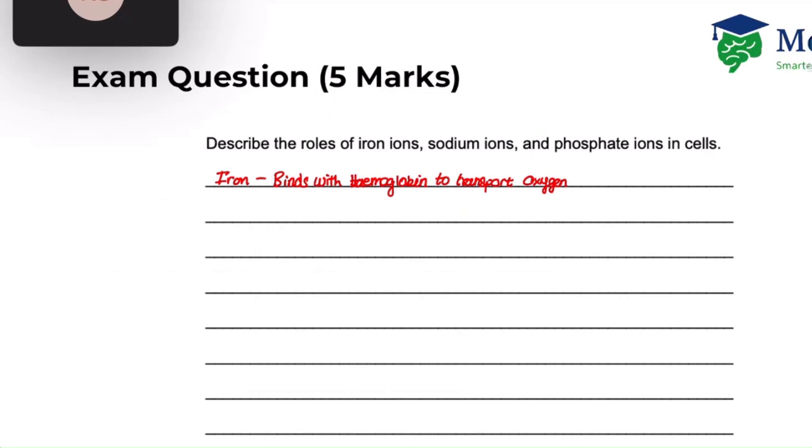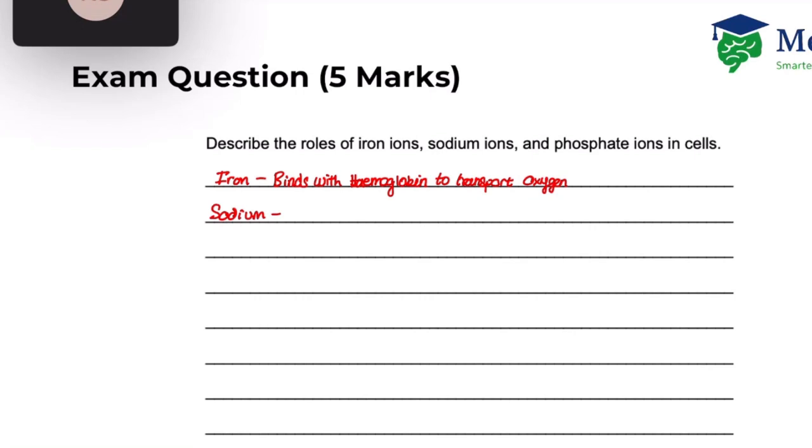Now sodium ions and phosphate ions have a lot of uses in cells. If this is worth 5 marks, you're probably thinking that we may need to write down more than 1 use, and that's absolutely correct. So I will write down 2 uses of sodium ions and 2 uses of phosphate ions. If I start off with sodium ions, what's the use of sodium ions?